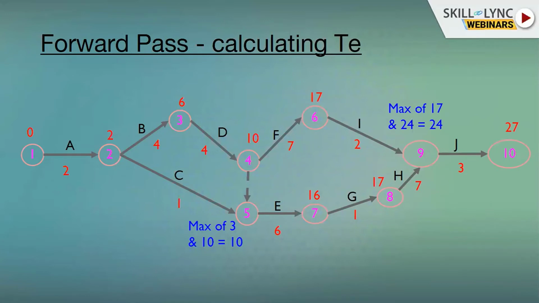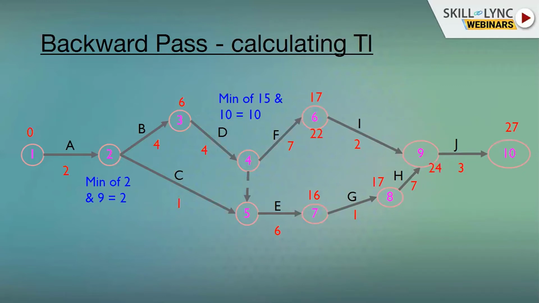Now calculating the backward pass, we'll be moving from event 10 to event 1, and we'll be subtracting the durations from 10 to 0, 27 to 0. Similarly, 27 will start off from the right hand most corner. 10 minus 3, 24. Now the paths diverge. 24 minus 7 would give you 17. 24 minus 2 will give you 22. 17 minus 1.